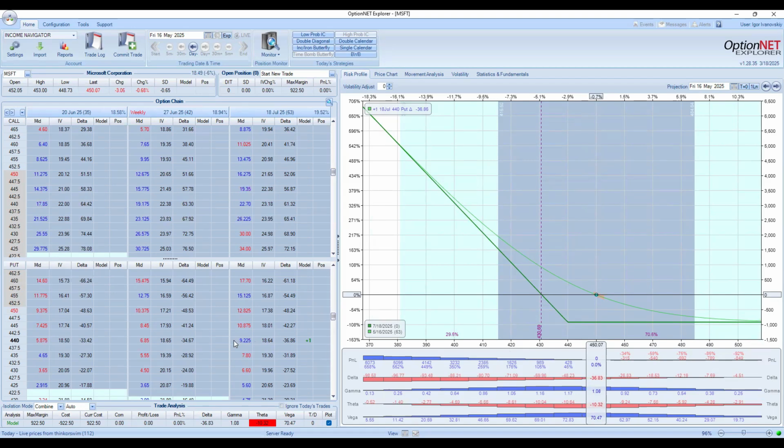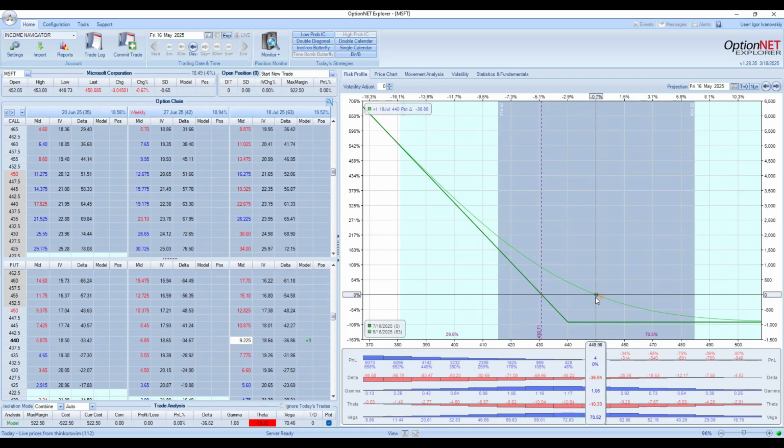Our cost is whatever the market is trading at for this put at the time. So right now it's at about $920, or $9.20 per one share. And that is my cost. And also that is my max potential risk in this trade.